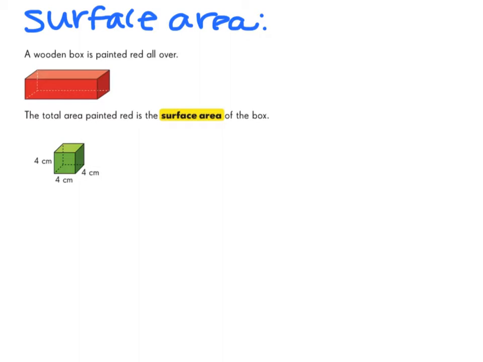This cube has edges measuring 4 centimeters each. Let's cut the box along the dotted edges and lay it flat. Now we can see the 6 square faces of the cube. The surface area of the cube is equal to the sum of the areas of the 6 square faces. Another way to say this would be that the 6 square faces form a net of the cube, and the area of the net is the surface area of the cube.